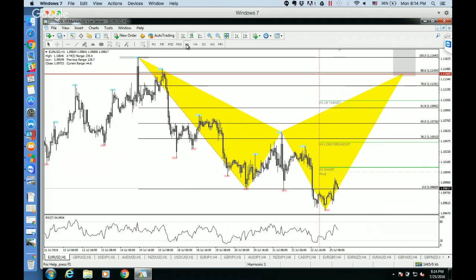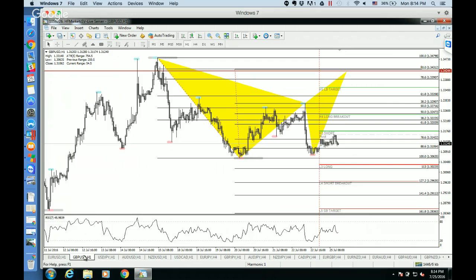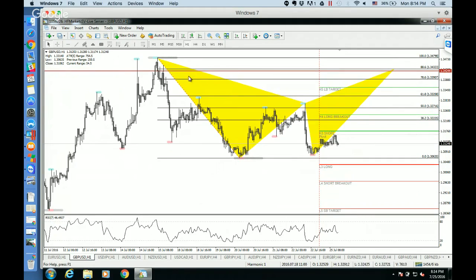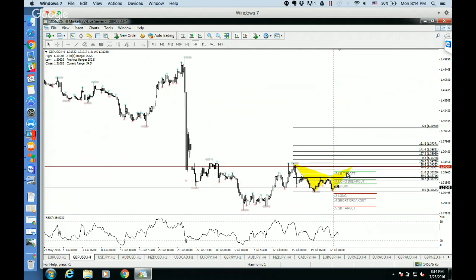Okay, so this is for Euro Dollar. If you look at Pound Dollar, we have also another pattern. This one is a bat pattern. Okay, it's not the most ideal looking kind of bat pattern, but basically when you pull from X to A, let me go to the higher time frame first. All right, let me walk you through.